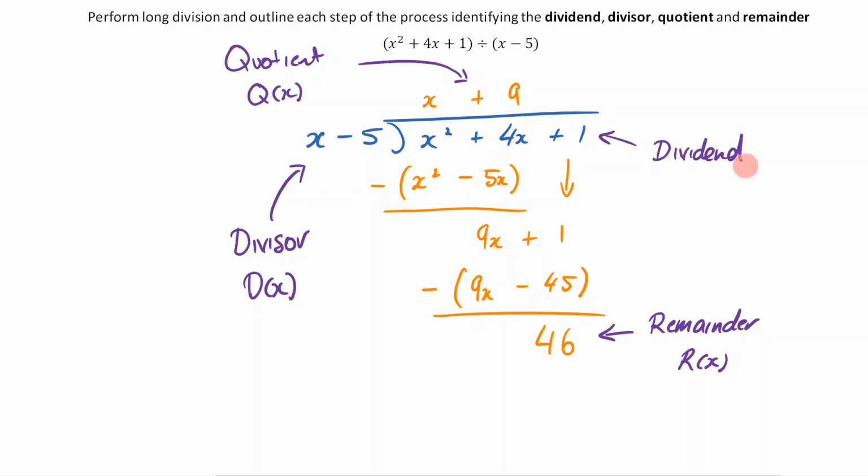Now, what we call our dividend, because d of x is already taken, we call it p of x, because it's a polynomial, p of x. And that's what it is. That's how we approach this.